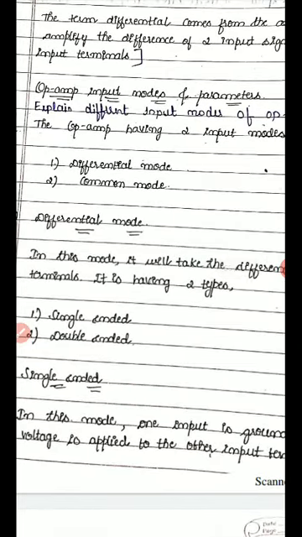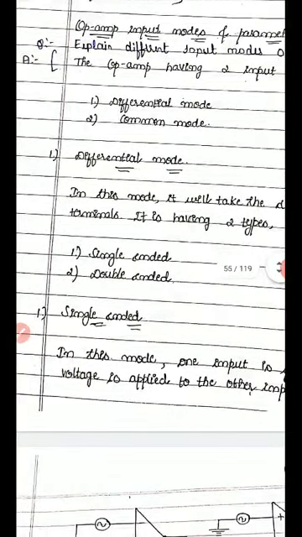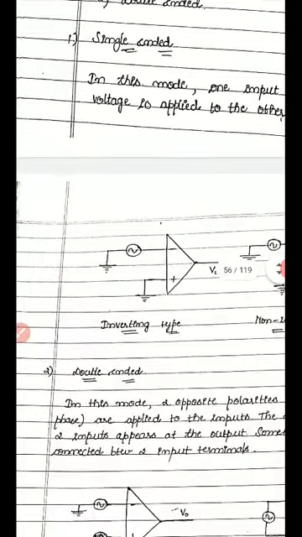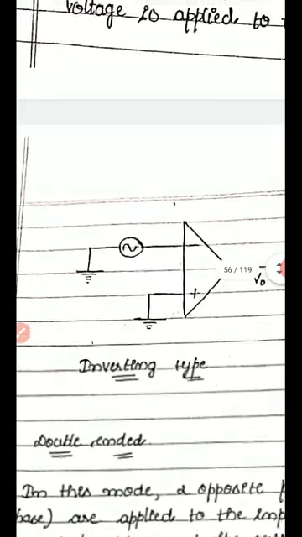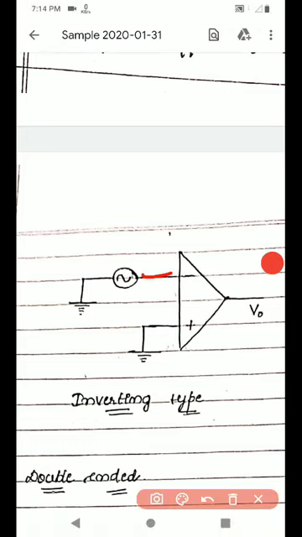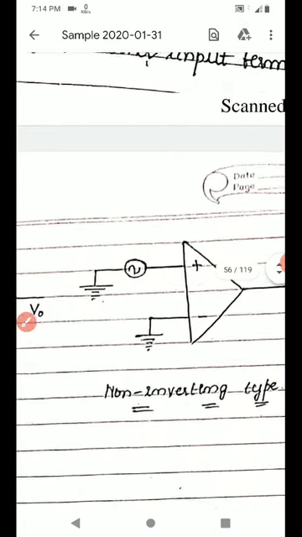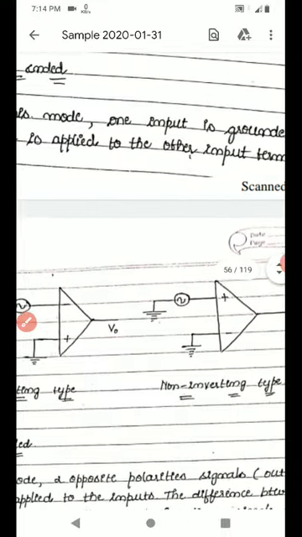Coming to the first one, differential mode. Again, in the differential mode, there are two types, single-ended and double-ended. Coming to single-ended, if the input is given to only one terminal, either inverting or non-inverting, that is single-ended. If the input is given to the inverting terminal, it is called the inverting type. Similarly, if the input is given to the positive sign, the non-inverting terminal, it is called the non-inverting type. These are the two types in single-ended.